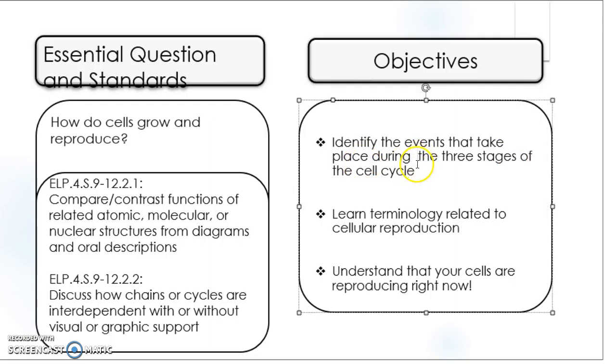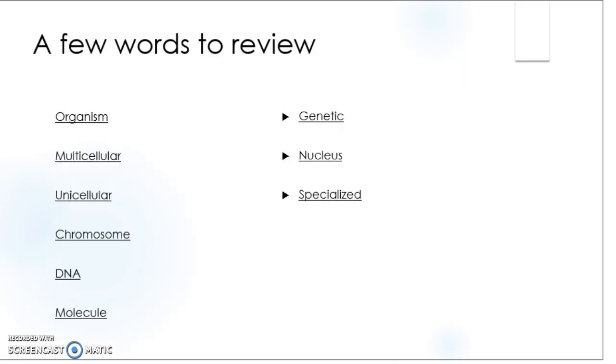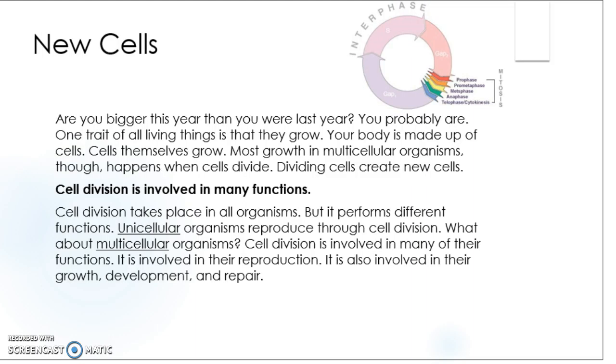We'll look at the life cycle of the cell, and we'll look at a lot of words that are going to show up in your Keystone biology test. In fact, specifically, here are some of the words. Organism, multicellular, unicellular, chromosome, DNA, molecule, genetic, nucleus, and specialized. We did some of these before. I just want to give a review so everyone knows what these are.